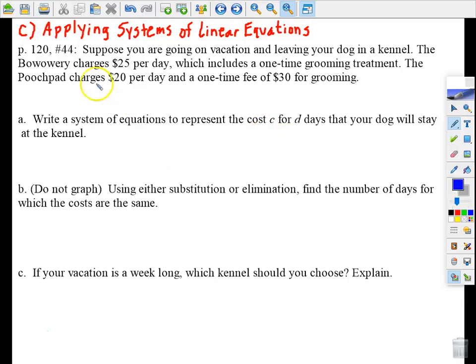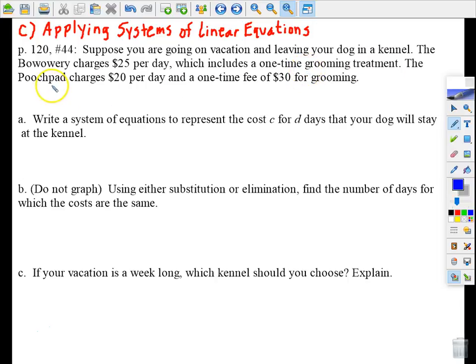Okay, so this is taken directly from your book, and I'm going to change one of the instructions that the book gives you. So let's just talk through this for a second. You're going on vacation. You've got to leave your dog in a kennel, and there's really two choices. You've got one kennel called the Bow Wowry, and they charge you $25 for each day. And that's how their charge is calculated.